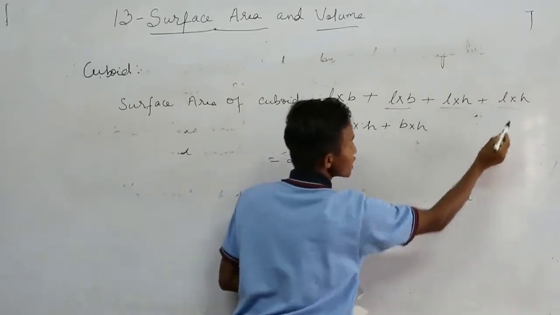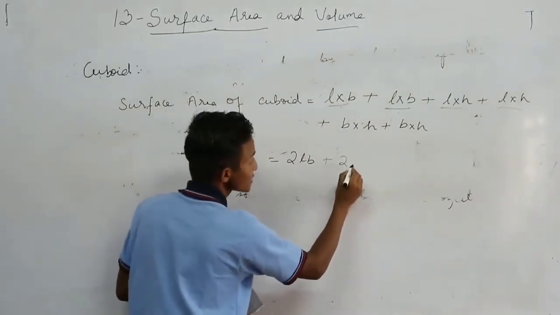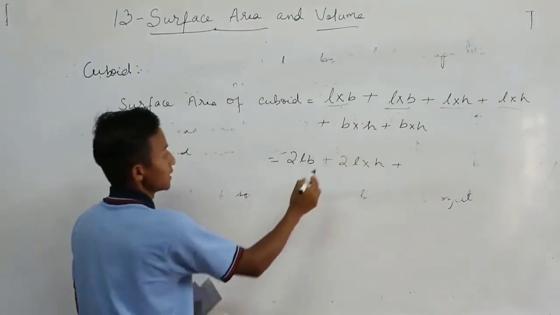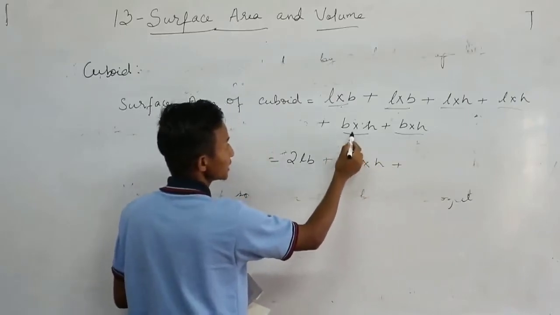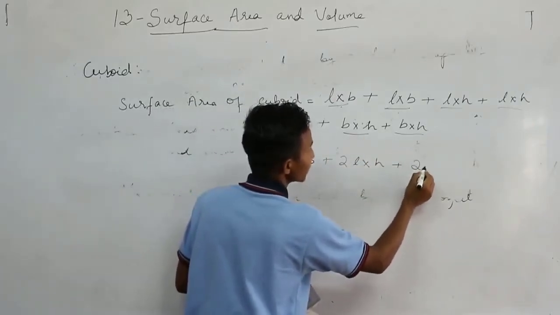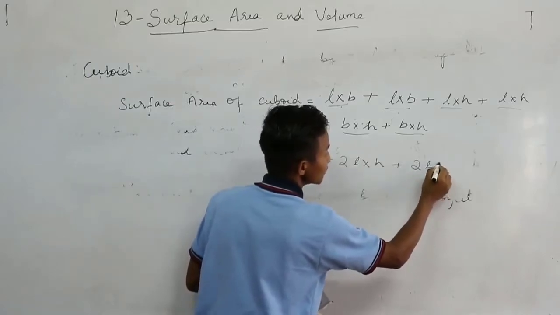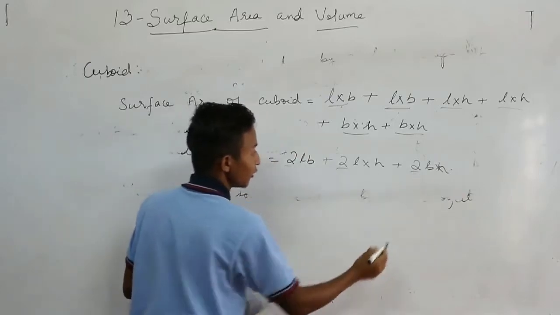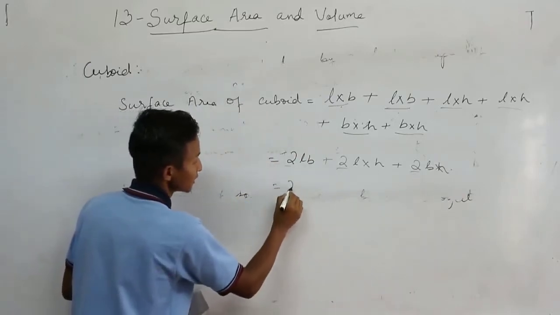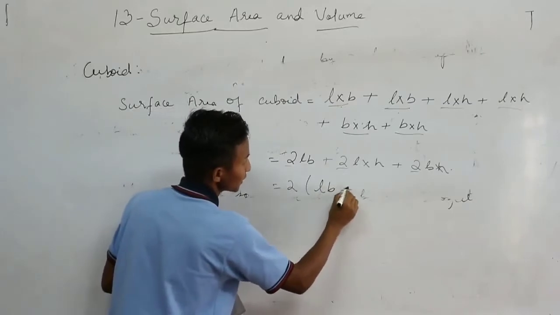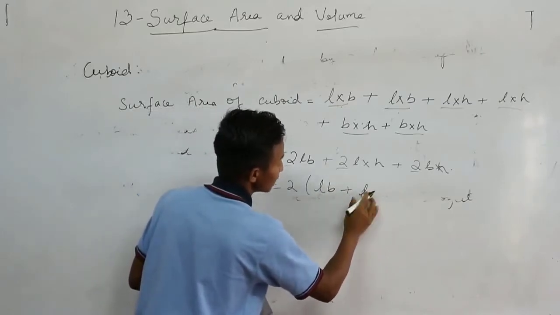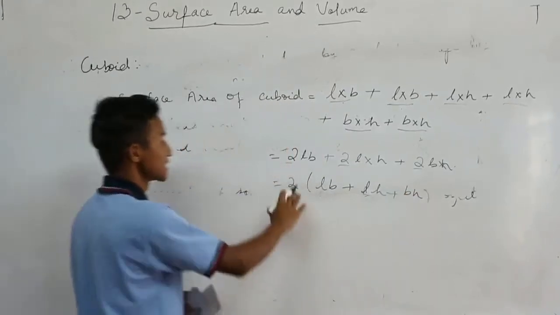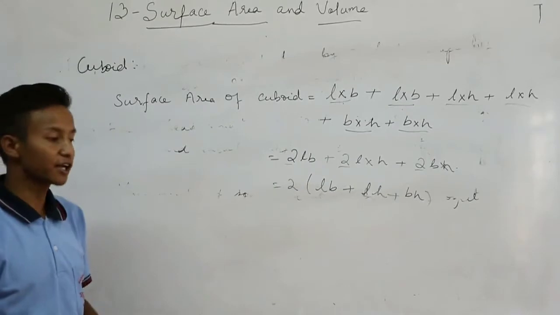This one and this one are the same quantity. Add them up, you get twice length into height. This one is also the same quantity, breadth into height, so add, and we get twice breadth into height. As you can see, 2 is common in all 3 quantities. So we get twice length into breadth plus length into height plus breadth into height. This is the total surface area of a cuboid.